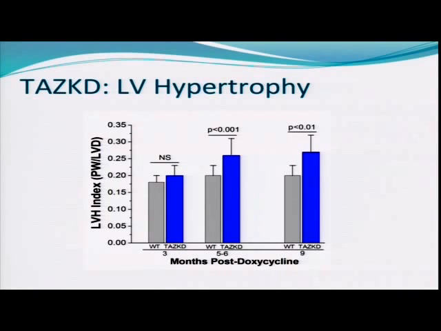At 3 months post-doxycycline, we did not yet see a difference. At 5 to 6 months post-induction of TAZ knockdown, we saw quite a big difference, and then it was very consistent at 9 months. And it kept getting worse. So the LV seemed to get worse, similar, I suppose, to a hypertrophic cardiomyopathy.